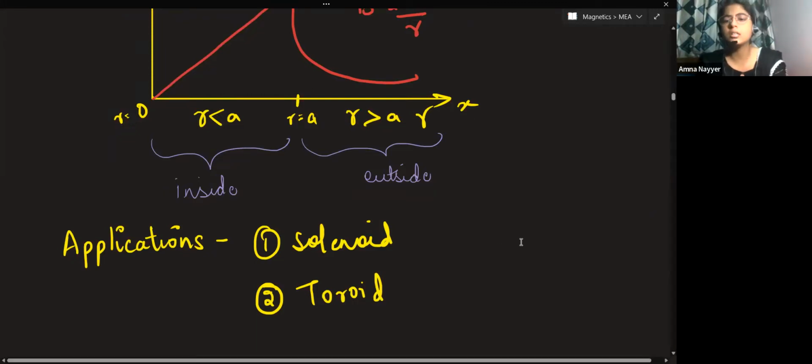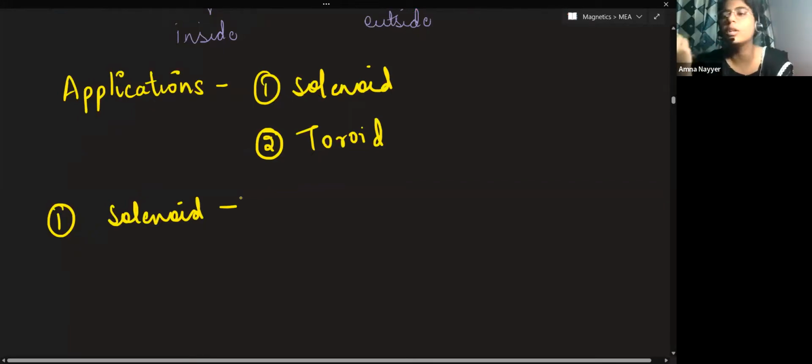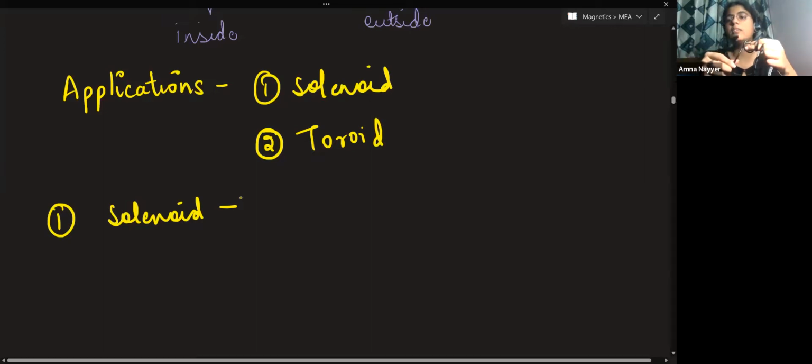Now for the solenoid, let's start with it. Basically, understand what is meant by a solenoid. A solenoid is a number of turns of insulated copper wire. Basically, the copper wire has insulation lining, and then it is turned into the form of coils like this, in this way. These coils we call a solenoid.